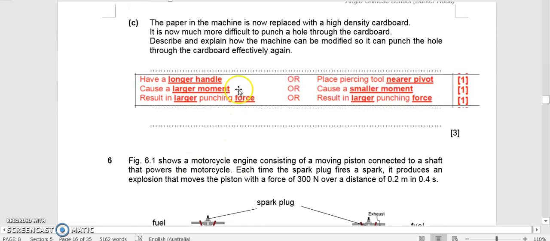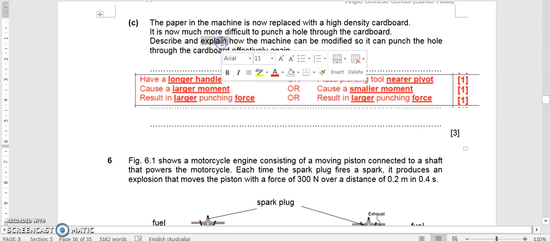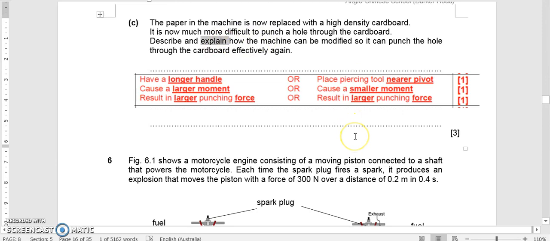So how do I make it more efficient? They basically have a longer handle. Many of you just stop there. Have a longer handle? No, this is a 3-mark question. They say describe and explain. So how do you explain? Explain using the principle of moments. Longer handle gives me what? Larger moment. So larger moment will result in larger force. Or you can say place piercing tool nearer the pivot, so it causes a smaller moment, resulting in a larger piercing force. Same thing. You need to tie it back to the question, which is asking how you can cut effectively. To cut effectively, you need a larger force.